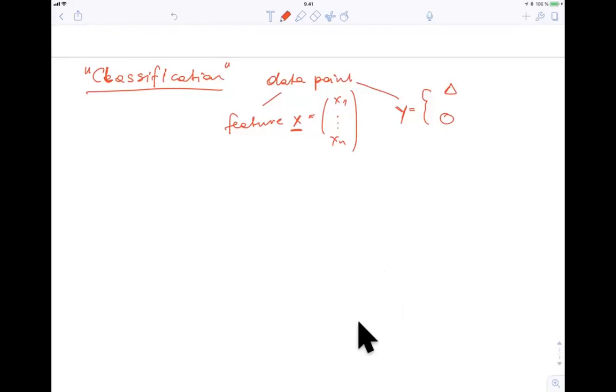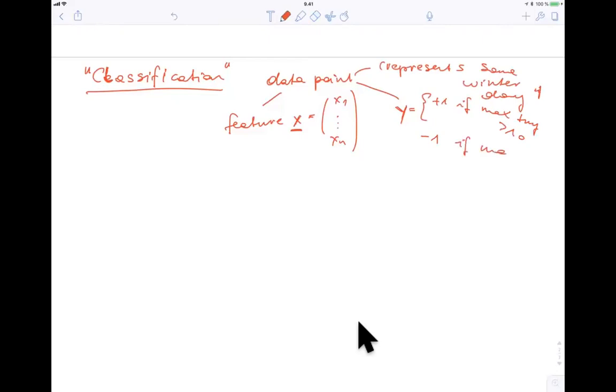So there's one question, are labels always binary? No, it's just how I choose it. Remember, you can choose what the label values are. So I now define the label of a data point. Let's say a data point represents some winter day again. And the label could be plus one if the maximum temperature is larger than 10, or I set the label to minus one if the maximum daytime temperature is smaller or equal than 10.